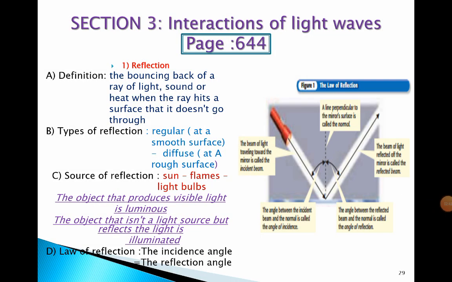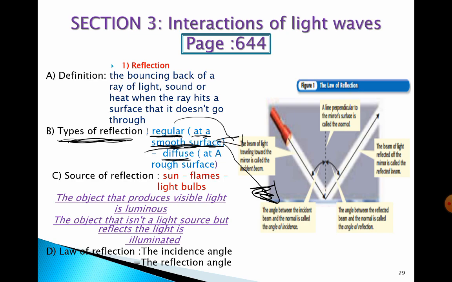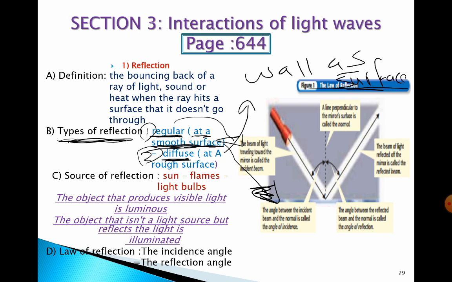Types of reflection. We have two types, regular and diffuse. Regular reflection is when I have a smooth surface like a mirror. Another type is diffuse, when I have a wall as a surface, because I have a rough wall.